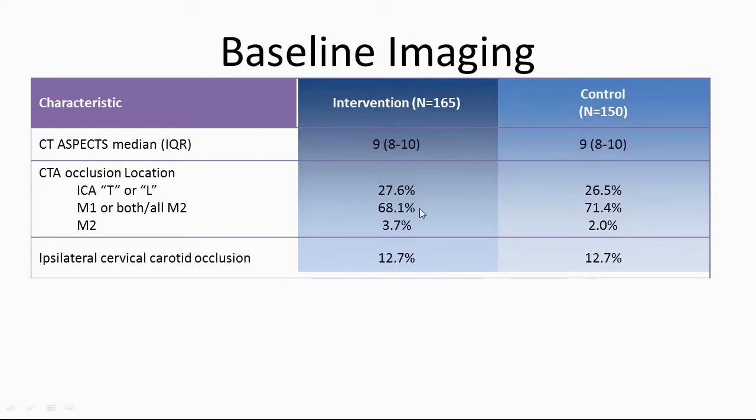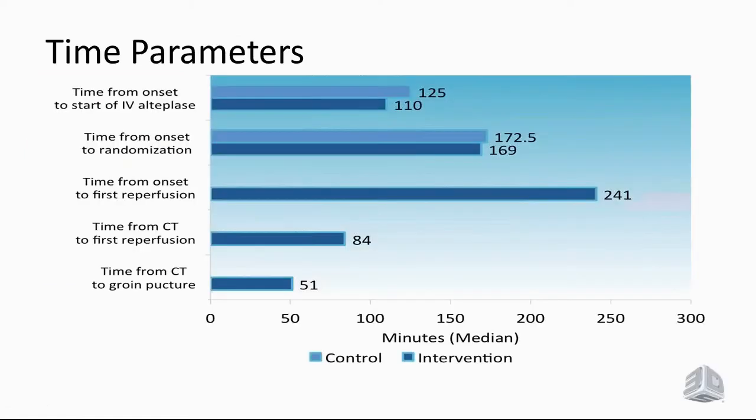You can see the recanalization rates with control versus intervention, ipsilateral cervical carotid. This shows where the occlusions were, excuse me, not the recanalization rates. The occlusions are almost identical. About a quarter of patients had carotid occlusions, 3/4 had M1 or M2, and a very small percentage had distal branch occlusions. Many of these likely lysed with IV TPA.